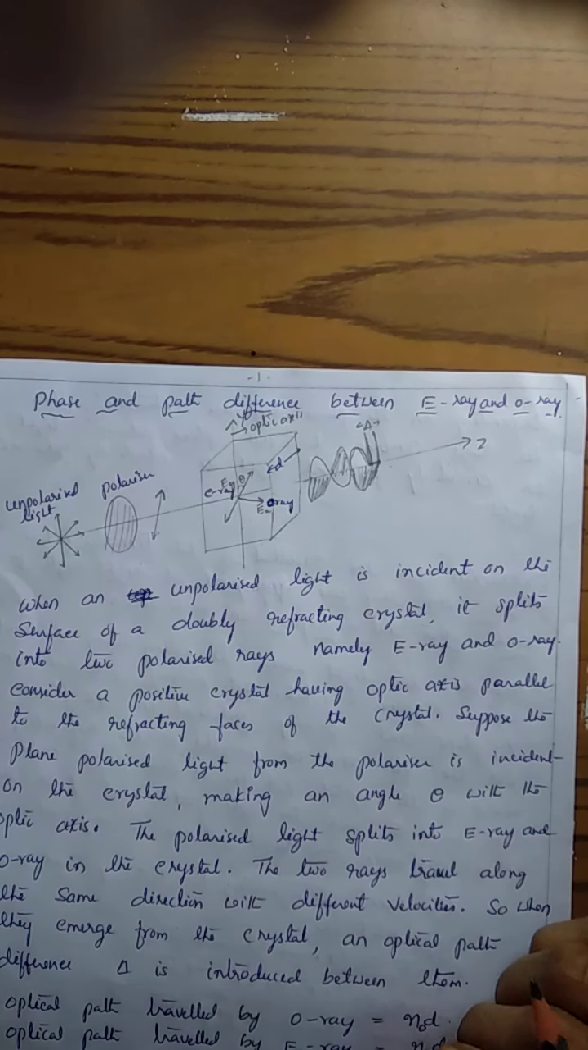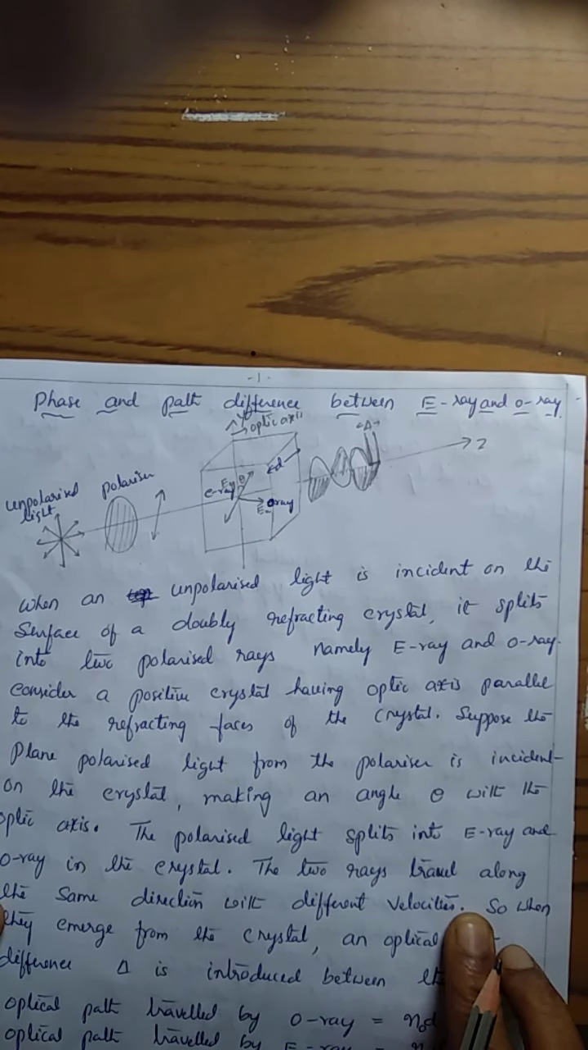Dear students, today let us discuss phase and path difference introduced between E ray and O ray when a plane polarized beam passes through a doubly refracting crystal. You know that certain crystals exhibit the phenomenon of double refraction. In double refraction, the incident light, if it's unpolarized, splits up into two rays, E ray and O ray.